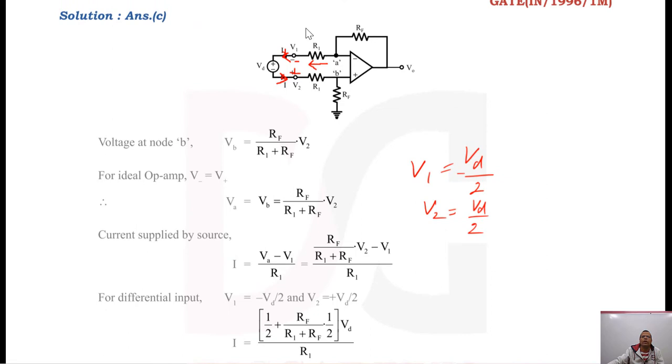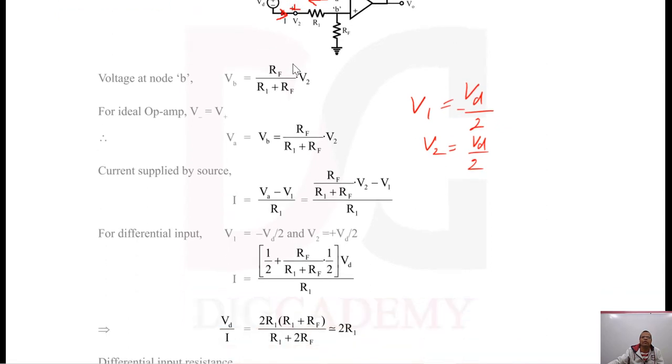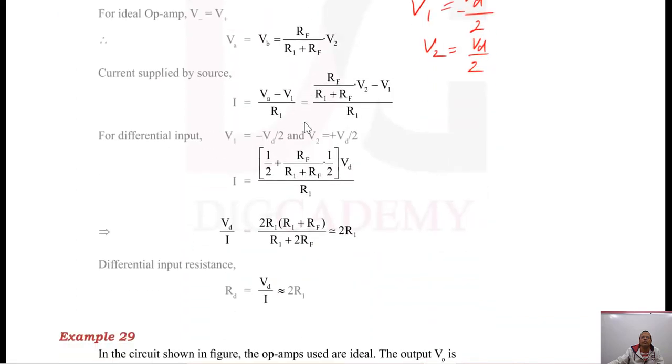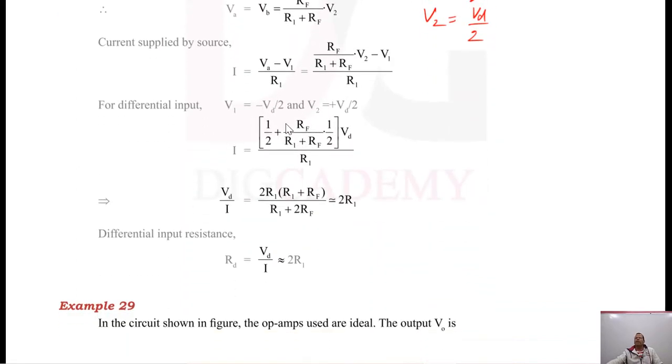Fine. V2 minus V1, that is V2 minus V1. So we will be changing the polarity of this voltage like this, that is plus, this is minus. Fine. That is the little change in the polarity here. So V1 is negative, V2 is positive. Fine. So the current I will be, you can replace V1 by minus VD by 2, V2 by plus VD by 2 in this equation, and you get the expression of current I.